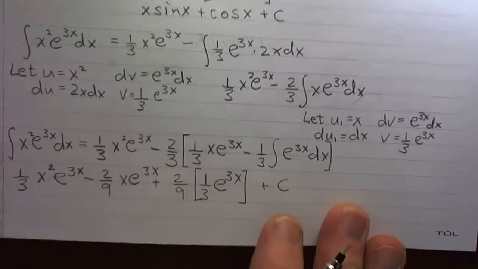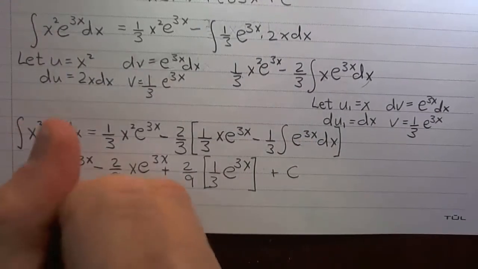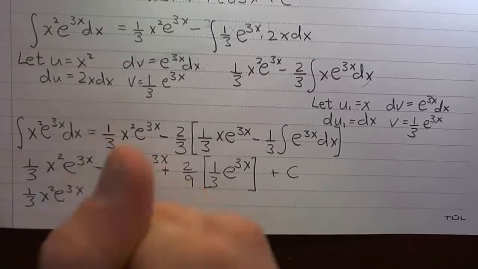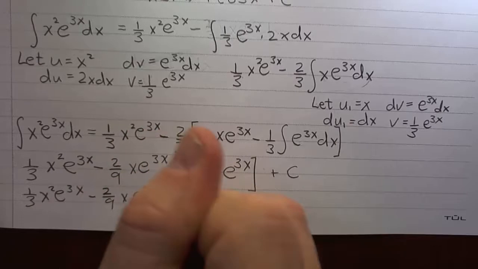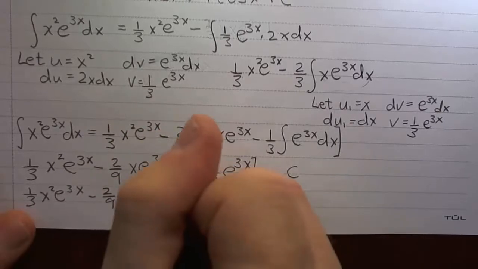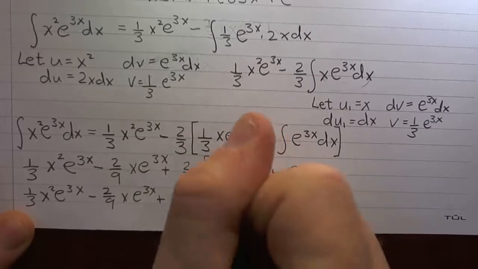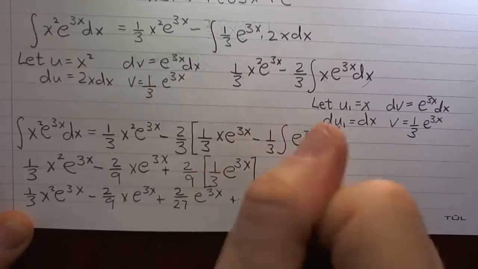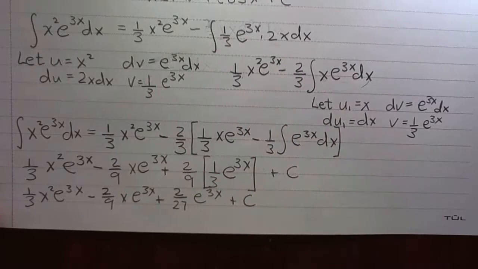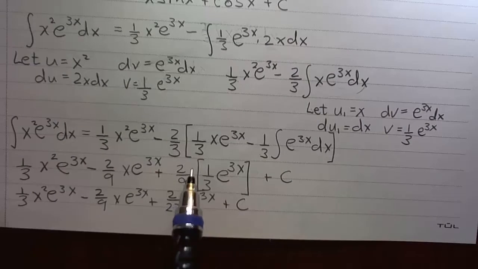And you can see we can go a little further with this. So this is 1/3 x squared e to the 3x minus 2/9 x e to the 3x plus 2/27 e to the 3x plus c. And there we have it. So this was an example where we had to use integration by parts twice.